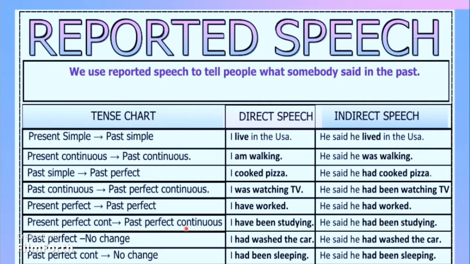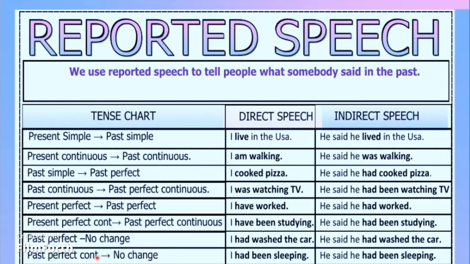Past perfect. If it is only past perfect, there is no change. Like "I had washed the car." "He said that he had washed the car." Now "had washed the car" remains the same. So instead of "I," you have to use "he" because you're telling what somebody else had said.